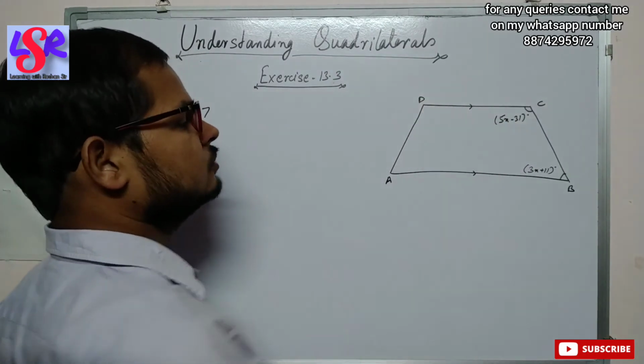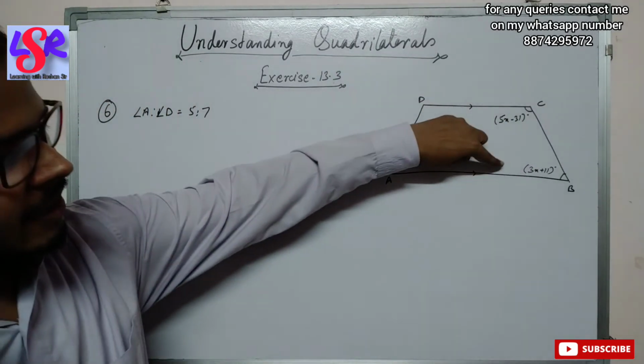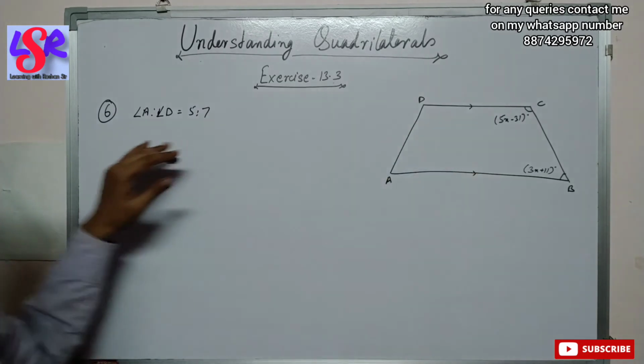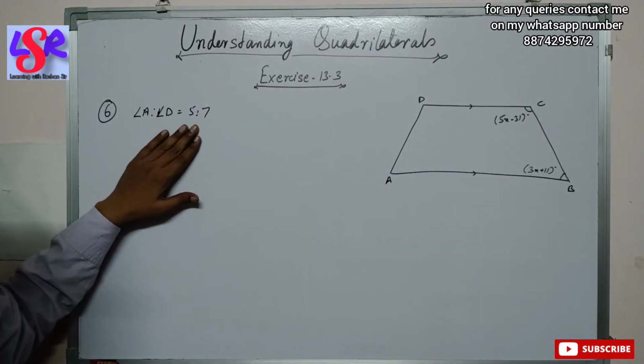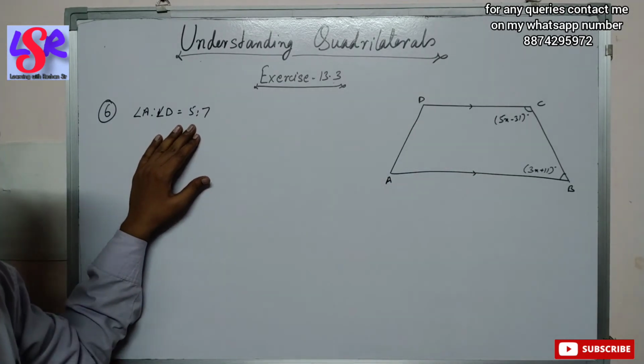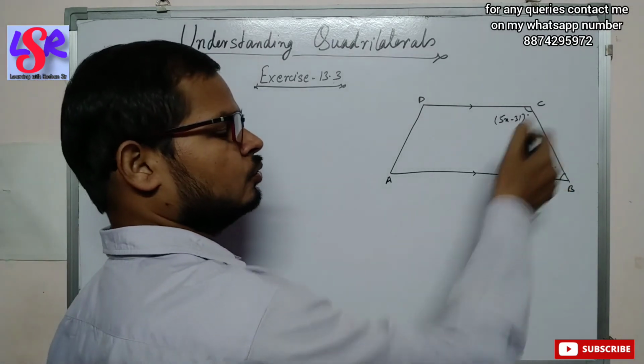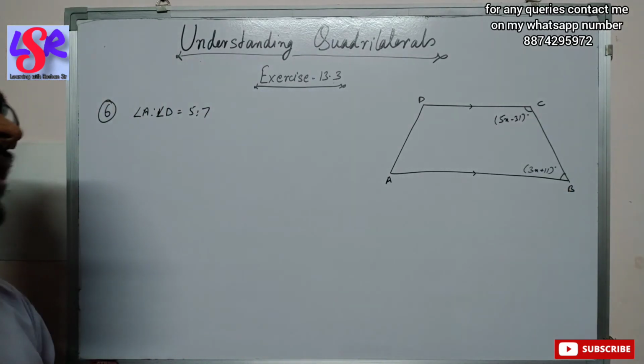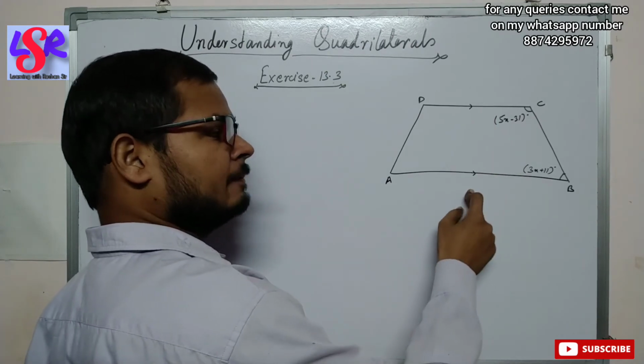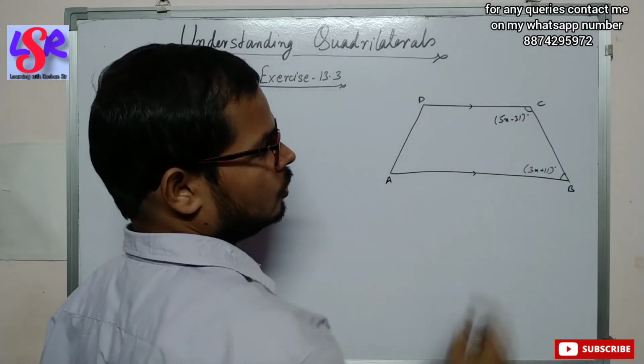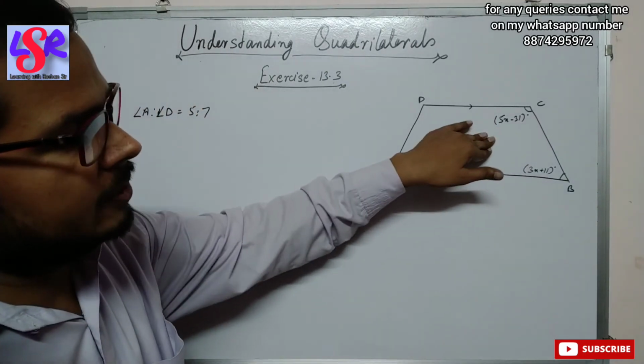Now here in question number 6, we have been given a trapezium ABCD in which AB is parallel to CD. We are also given angle B and C, and the ratio of angle A to D is given as 5:7. So very first of all, with the help of these two, we can find the value of angle B and C. Now as these are both parallel lines, these two will be co-interior angles, and the sum of these two will be equal to 180 degrees.